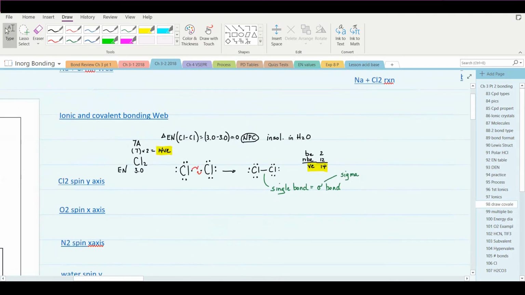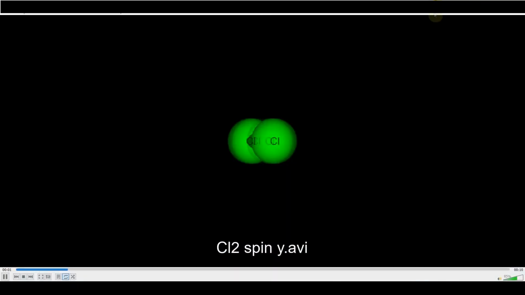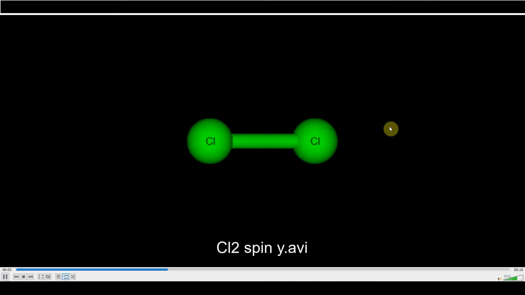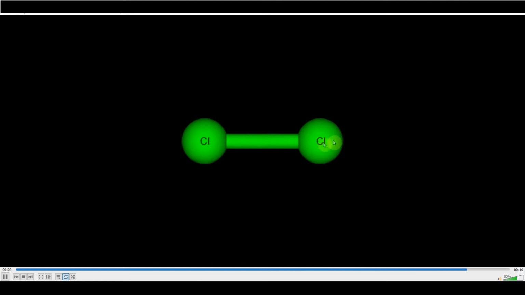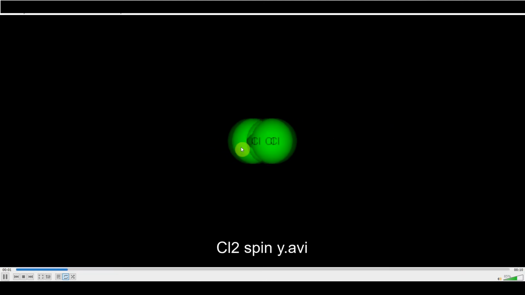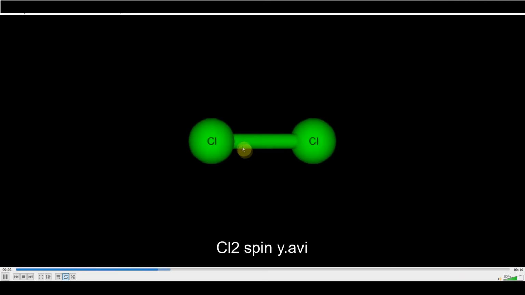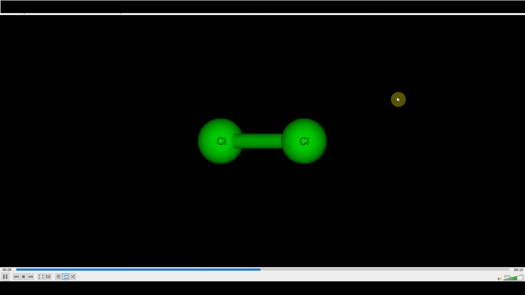Let's look at an animation of a chlorine molecule. So it's a linear molecule. These animations do not show non-bonded electrons. It shows a single bond between 2 chlorine atoms. Chlorine is a pale green gas, so in the animation it's green.